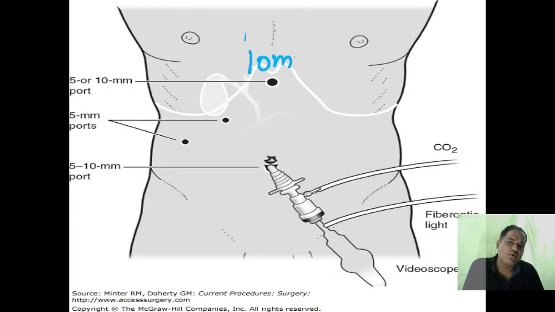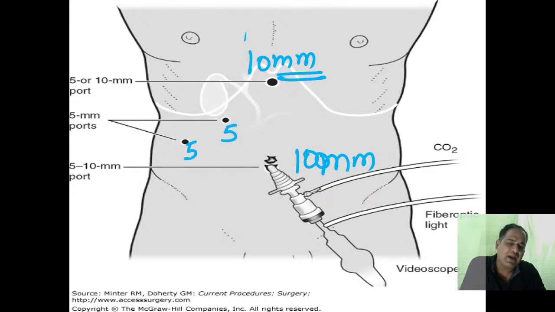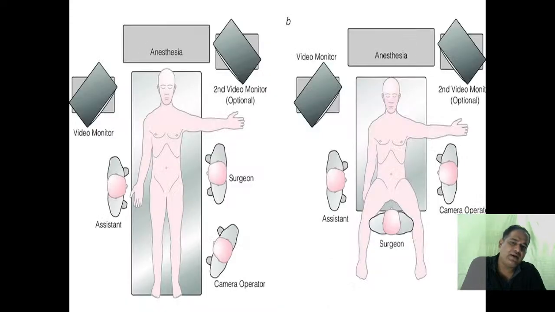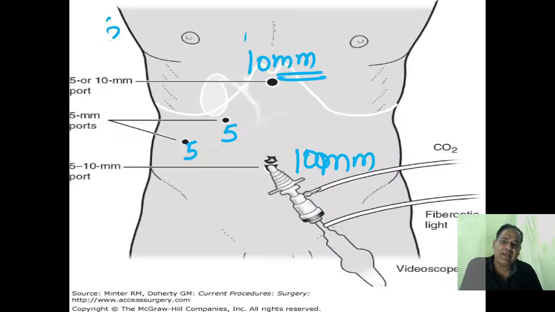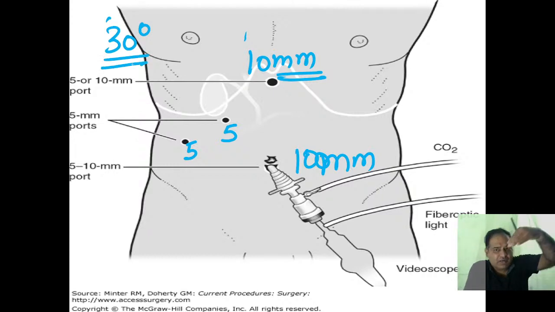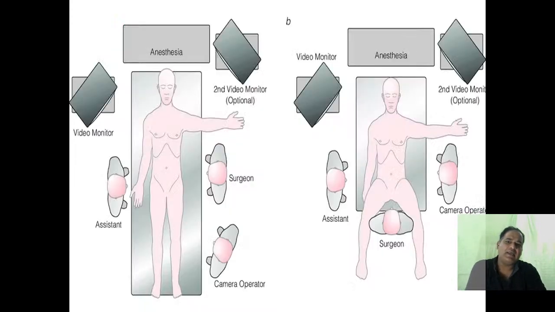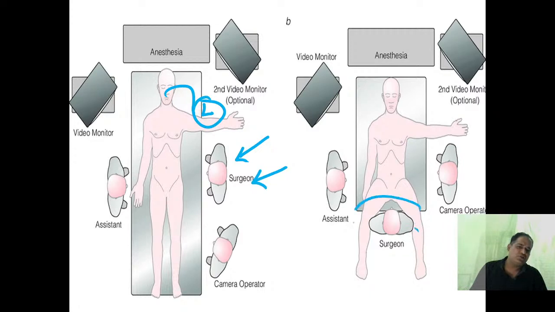Standard 4 ports. 10 mm port here. 10 mm port near the umbilicus. And 2 5 mm ports in the right hypochondrium. And which telescope do we use? We use 30 degree telescope and the camera. Another question which they ask is, surgeon stands on which side? Surgeon stands on left side of the patient. Surgeon may also like to stand between the legs of the patient.